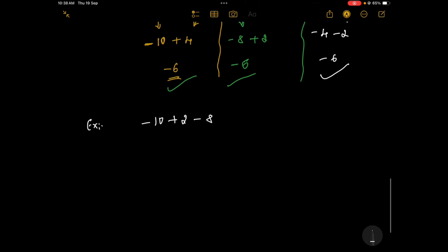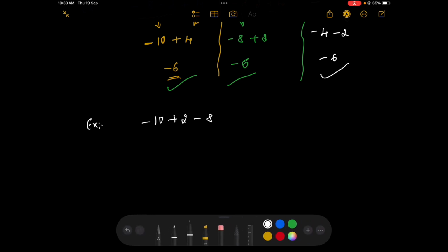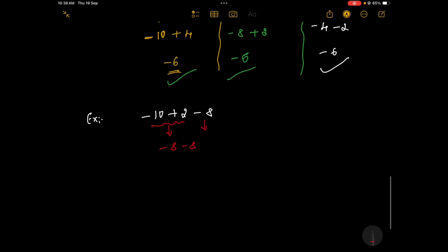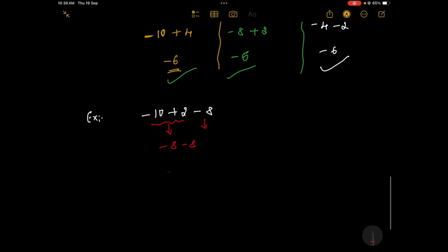Okay, I'll continue now. So which method shall we take? You can take any method. Shall I take these two first? What is minus 10 plus 2? Minus 10 plus 2 is minus 8. We will retain minus 8 as it is. So both the numbers are negative. What we have to do? Minus 8 minus 8 means we have to add and retain the minus sign. We get minus 16. So minus 16 is the answer.